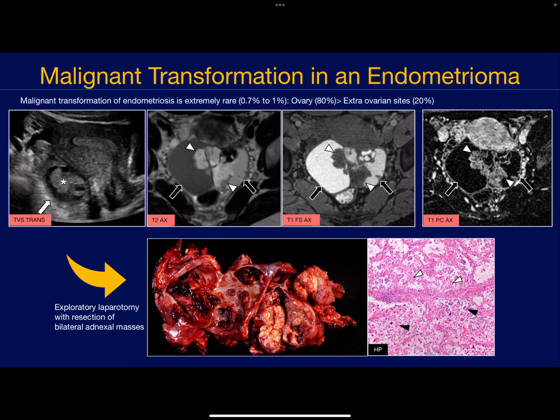Endometriomas can very rarely harbor malignancy. Here we have a patient with a mural nodule seen with a right ovarian cyst on ultrasound. Pelvic MRI shows bilateral ovarian endometriomas with enhancing mural nodules. Surgical pathology showed clear cell carcinoma.